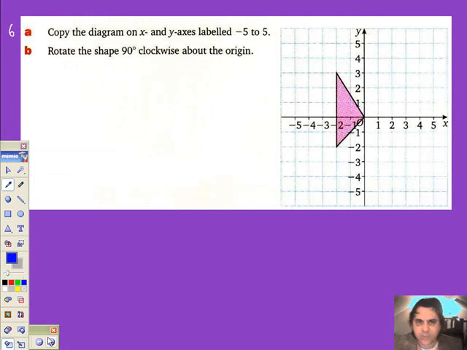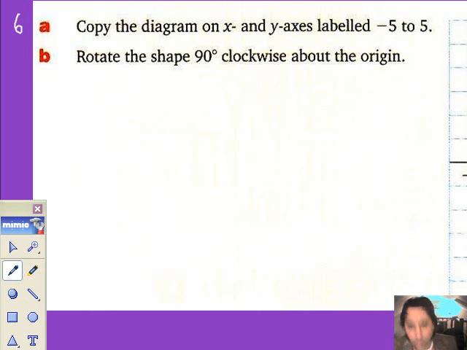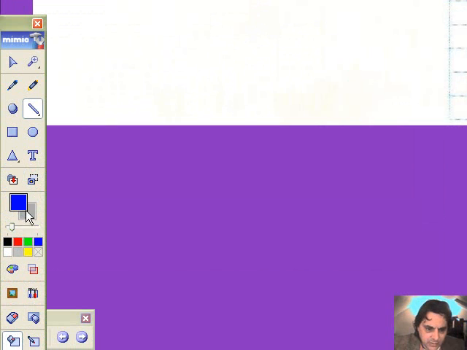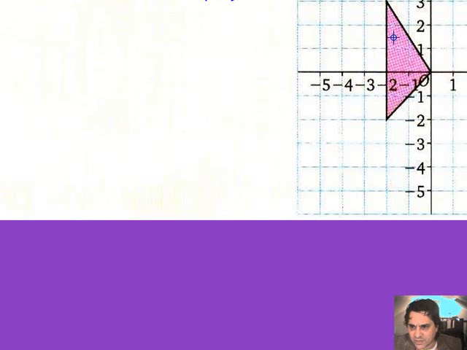Alright, next one. Copy the diagram. I've just pasted the grid onto the screen. Rotate the shape 90 degrees clockwise about the origin. You may recall origin is the coordinates 0, 0. Let's try and do this a little bit thicker, and we'll do it in red so it stands out. So 90 degrees clockwise. If I imagine this line here moving 90 degrees in this direction, I know it's going to end up right there. It even looks like 90 degrees, going clockwise like that.